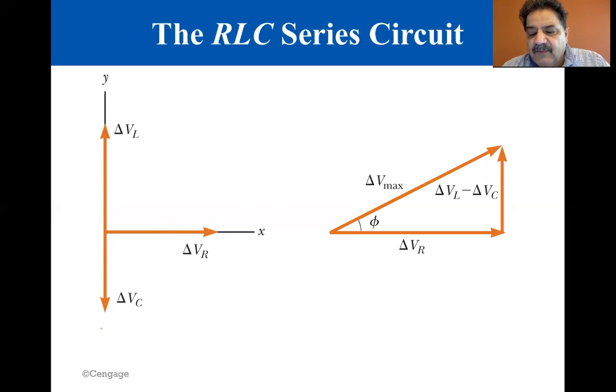In the figure on the left, delta VR is horizontal and to the right because it's in phase with the current. And delta VL is represented by a phasor along the positive y-axis because it leads the current by 90 degrees. Delta VC is along the negative y-axis because it lags the current by 90 degrees. Now, let's add the phasors as vectors as shown in the right-hand figure.